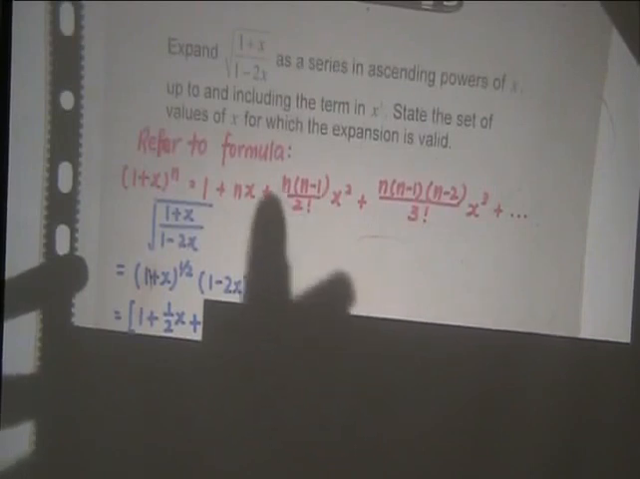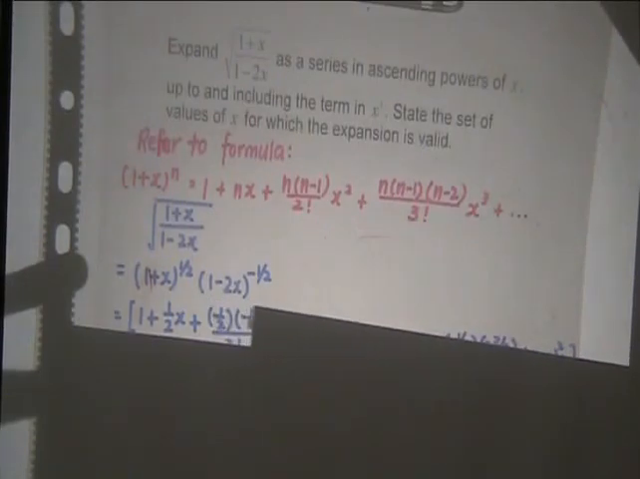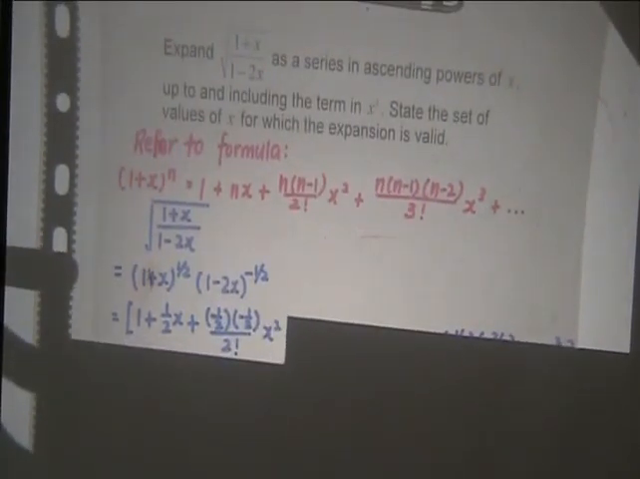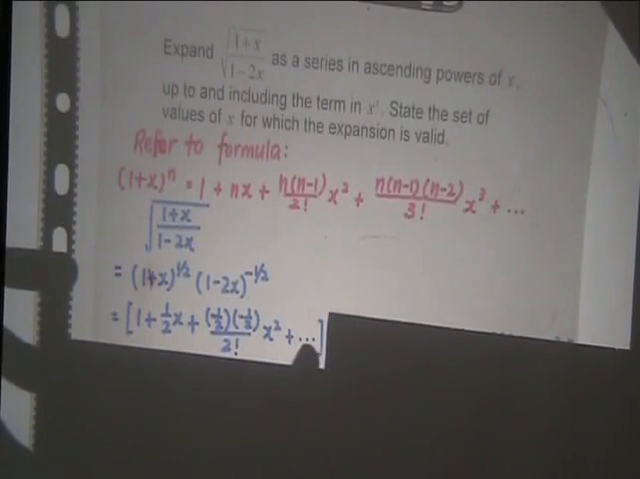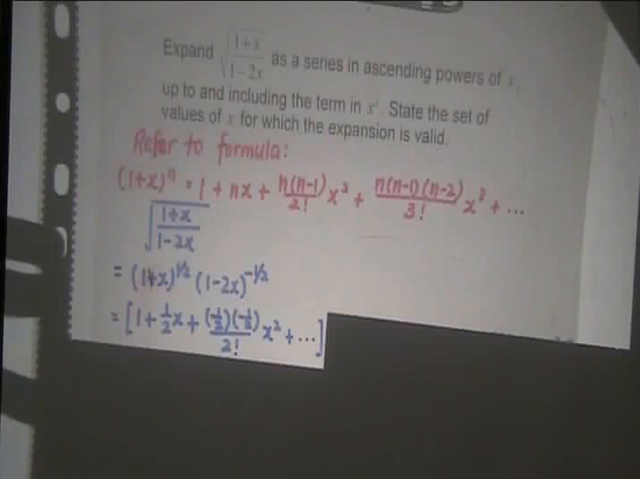The next step will be n times n minus 1. So n is half, so n minus 1 will be half minus 1, which is minus half, over 2 factorial times x squared. Since we only need the term in x squared, we will stop here, but we continue to write the ellipsis symbol because the expansion is not over, it's just that we have chosen to stop here.